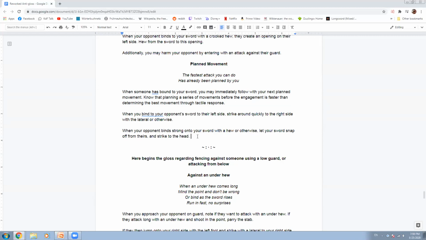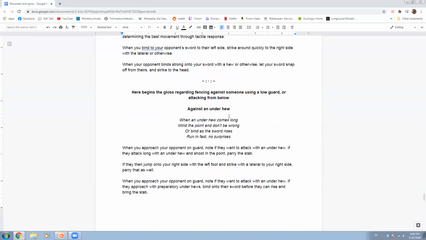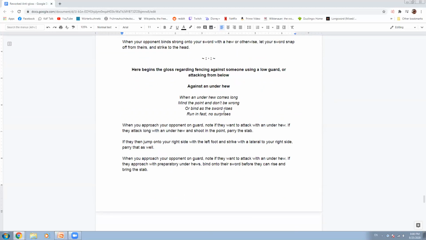And these two moves are, I think they're still pretty high percentage moves in our current tournament meta. So, I'll leave it as an exercise for the viewer to see what that says about our fencing.